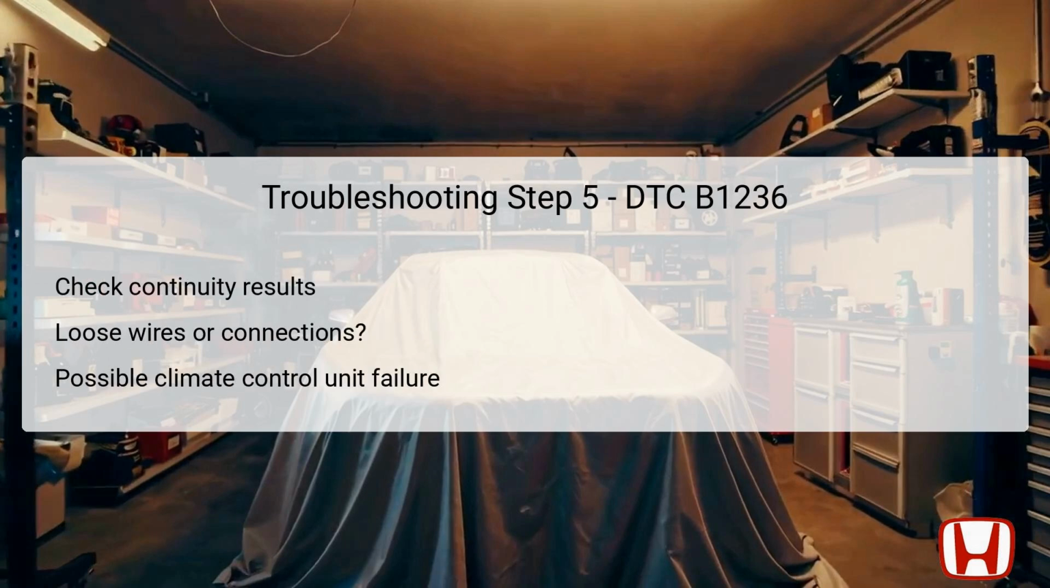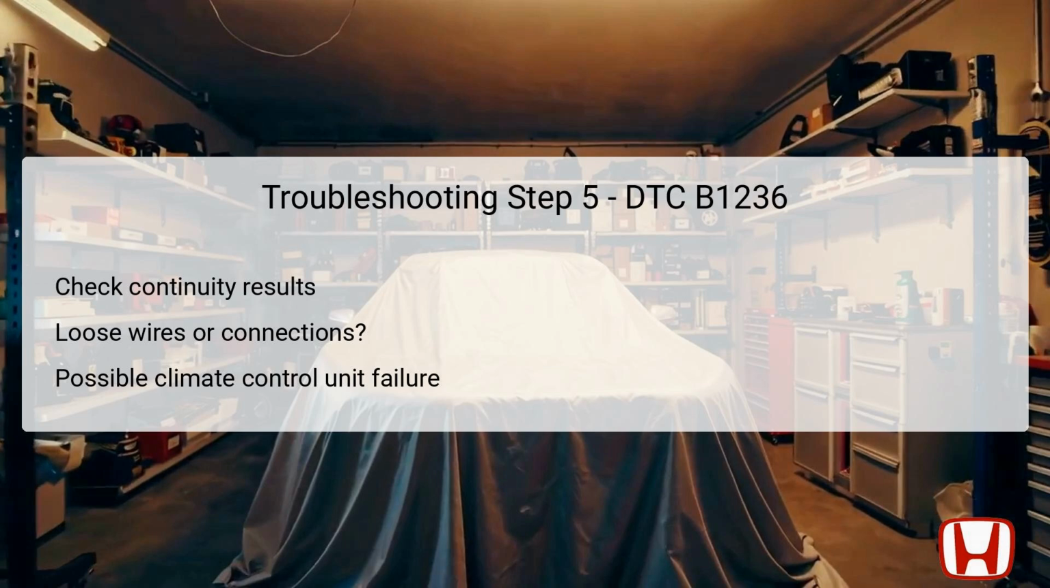Upon evaluating the continuity tests performed in the previous step, the technician should analyze the results to determine if there is continuity between the relevant terminals. If continuity is present, it suggests that the wiring from the climate control unit to the passenger's air mix control motor is intact. At this juncture, the technician should inspect for any loose wires or poor connections at both climate control unit connectors and the motor itself.